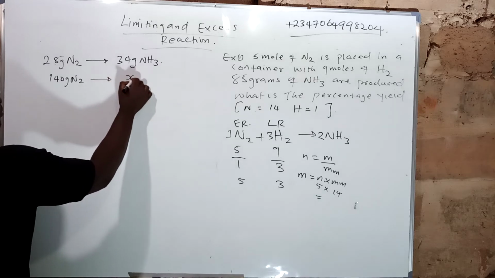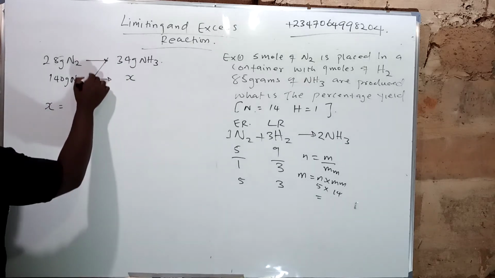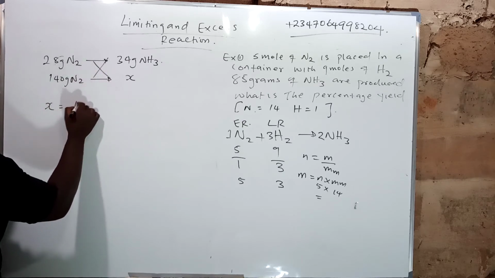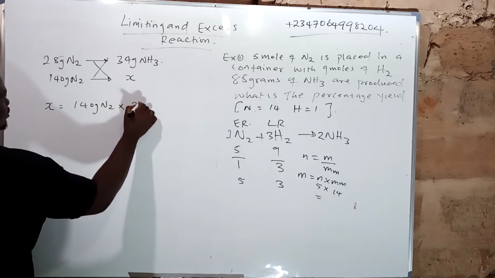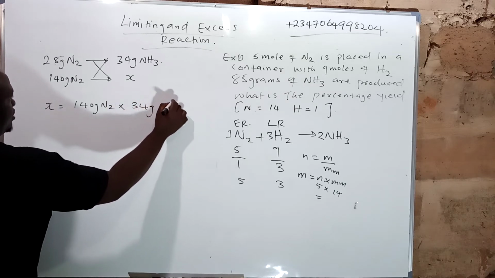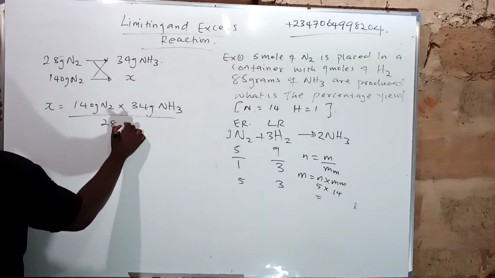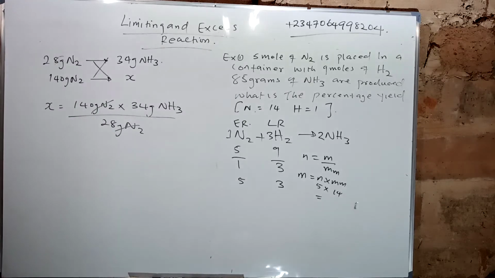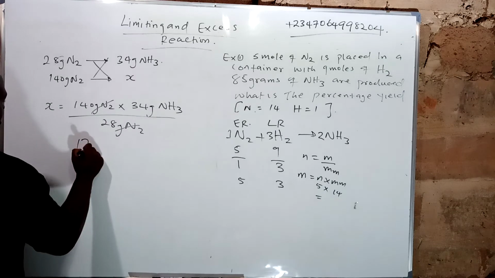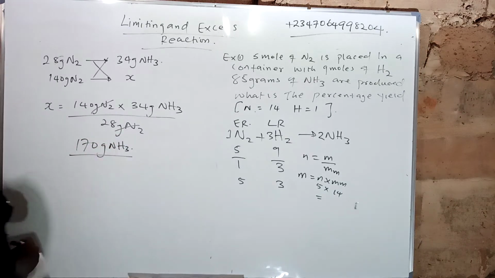So to give you x grams of this, your x should be cross multiplied. You have 140 grams of N2 times 34 grams of ammonia, right? And so you divide by 28 grams of nitrogen. This will cancel this. And so 140 times 34 divided by 28, what you should get is 170 grams of ammonia. Now keep this thing here.